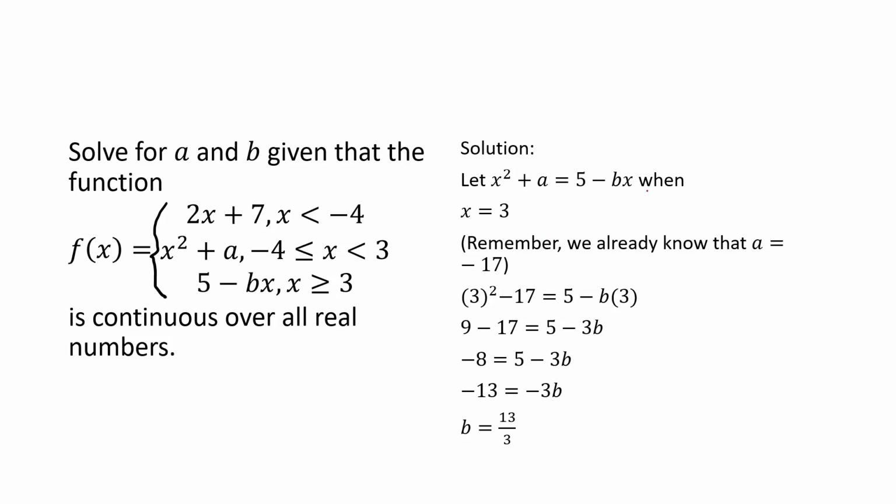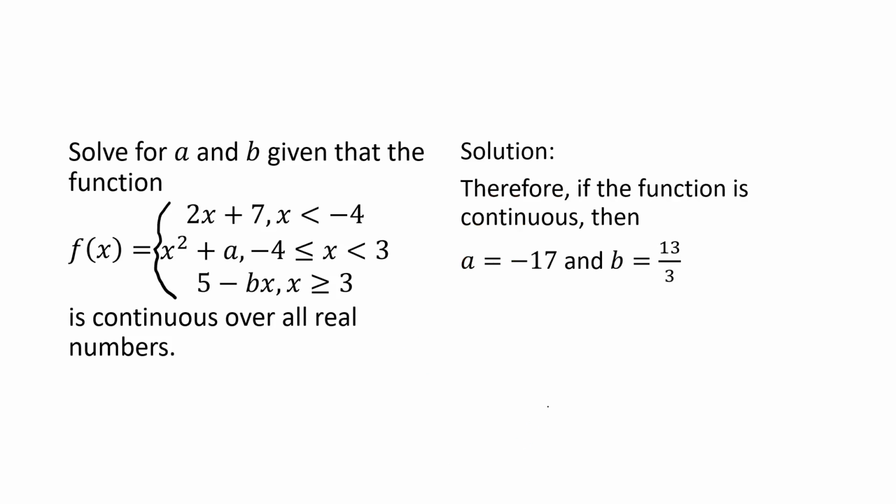But remember, what's neat about this, so like it says here, x squared plus a equals 5 minus bx when x equals 3. But what's kind of cool is we already figured out that a is -17. So we're really saying 3 squared minus 17 equals 5 minus 3b. Well, we can solve that. b ends up equaling 13/3. And so we can say the function is continuous over all real numbers if a is -17 and b is 13/3.